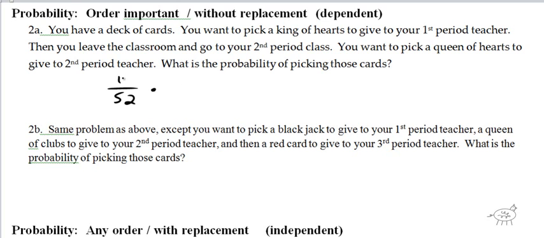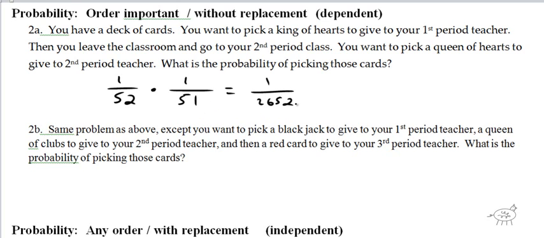I have 1 king out of 52, but now I've chosen a king. So the king is not in there, right? But what am I picking? I'm picking a queen, aren't I? So it's 1 queen, but I only have 51 cards because I have 1 less king. This deck is missing the king. Okay, so multiply that out. I get 1 over 2652.